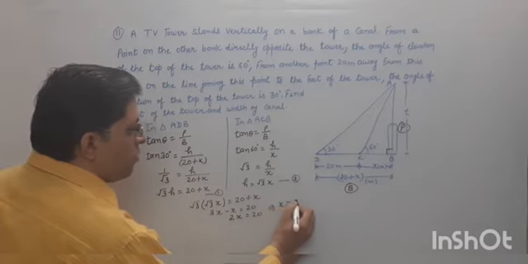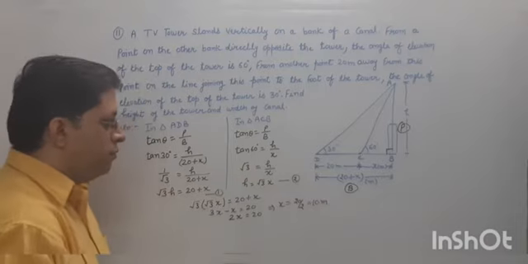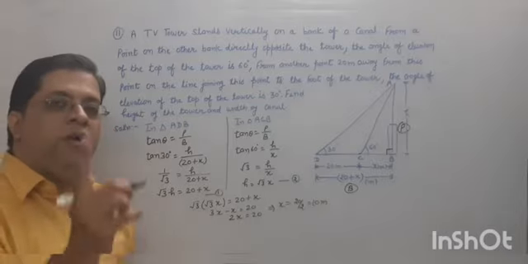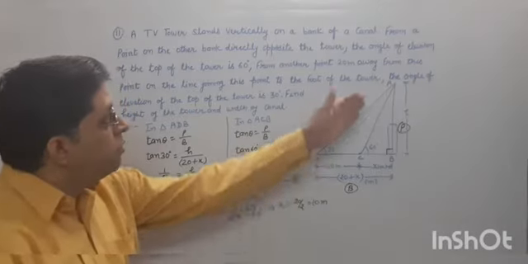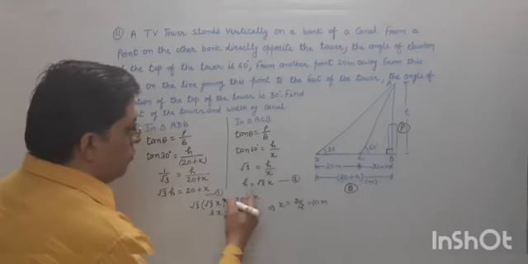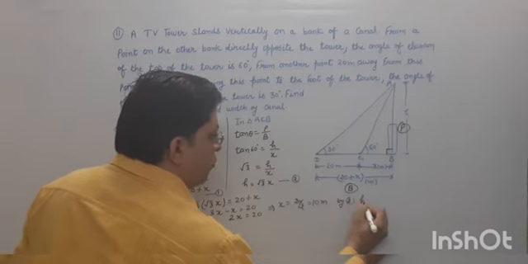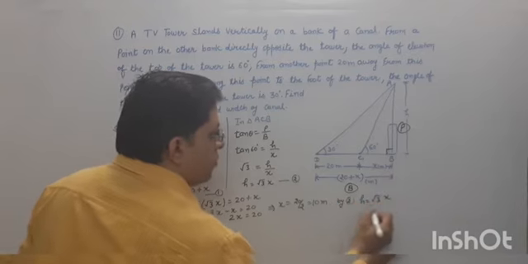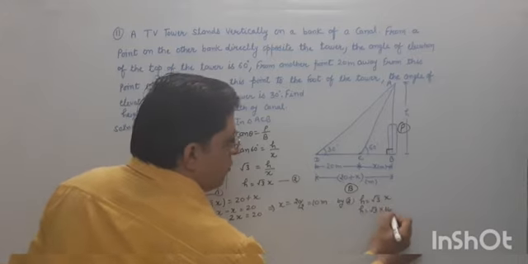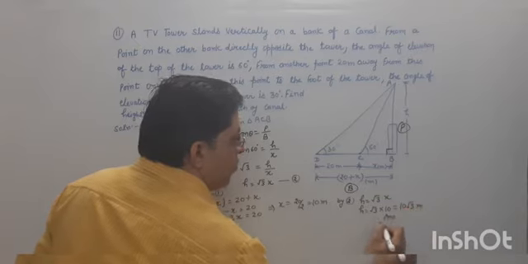Then what will be x? 20 upon 2 is your 10 meter. And you have to find the height of this pole also, the vertical pole, the PV tower also. Then by the second equation, h is equal to root 3x. What is the meaning? Root 3 times x, where x is 10. Then we can say 10 root 3 meter. This is your number 12.